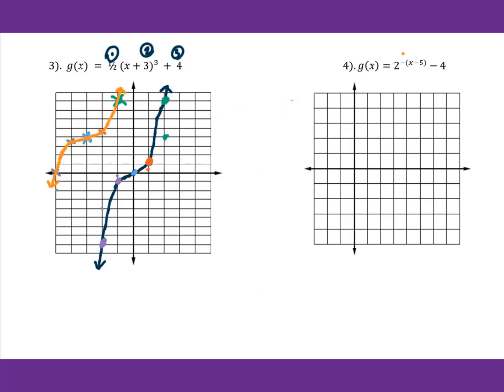We still need to figure out the transformation steps. You have 3 steps. First step, reflect across the y-axis. Second step, move to the right 5 units. Then third step, go down 4 units.